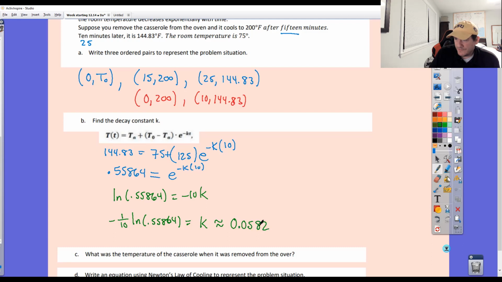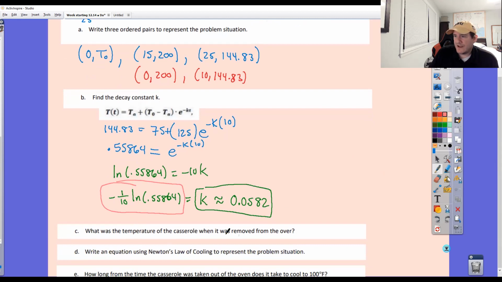Now guess what? This is a rounded off decimal. This one does go on and on and on forever. So you can enter this into the quiz, but you darn well better use this expression when it comes time to write your equation. So now they're asking us, what was the temperature of the casserole when it was removed from the oven? Well, I don't know.